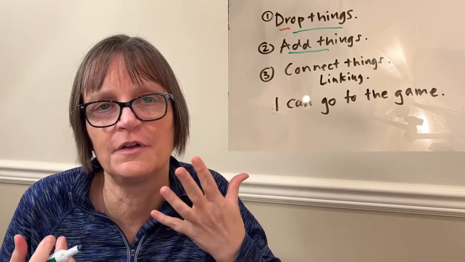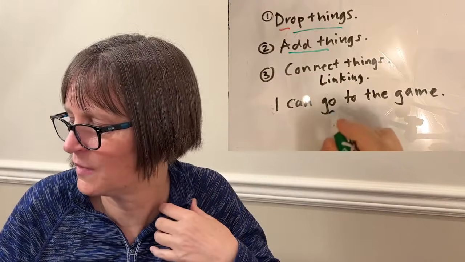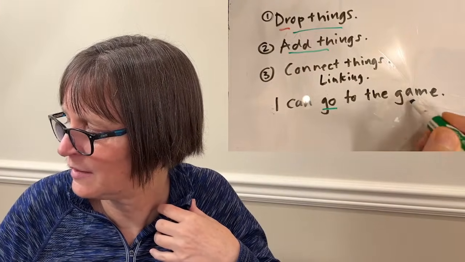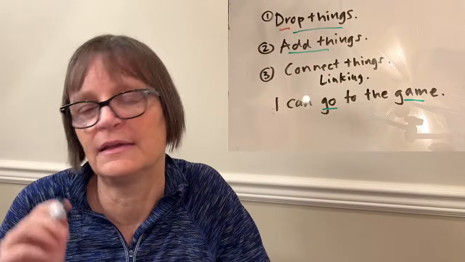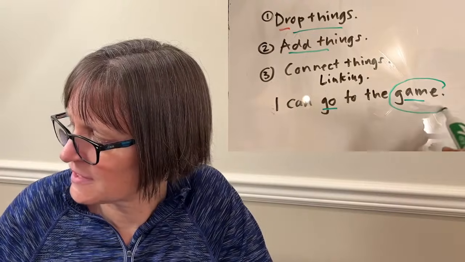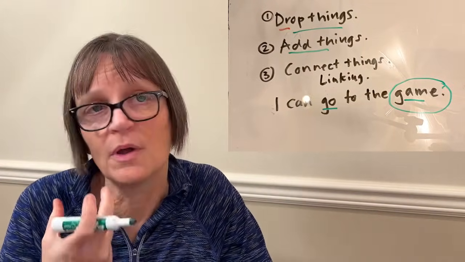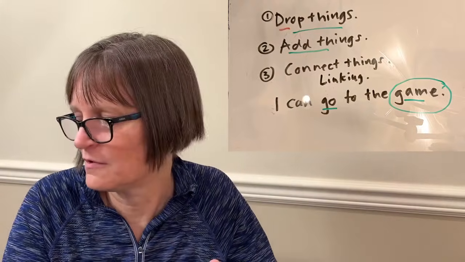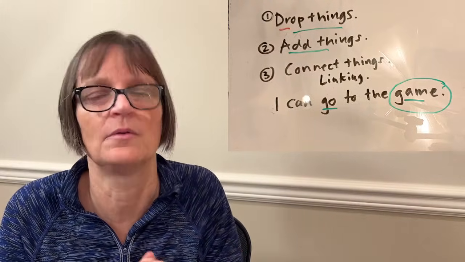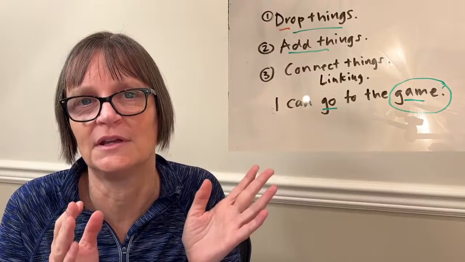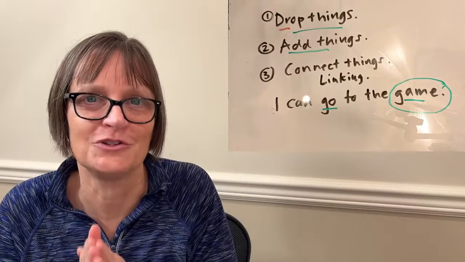So we have some content words here. We have the verb to go, and we have the noun game. Game is going to get the main stress because it's at the end of the phrase. I can go to the game. I can go to the game. Go gets a little bit of rhythm there too. So in the rhythm, I can go to the game. We have to have equal time between go and game. Those are our two beats in the sentence.